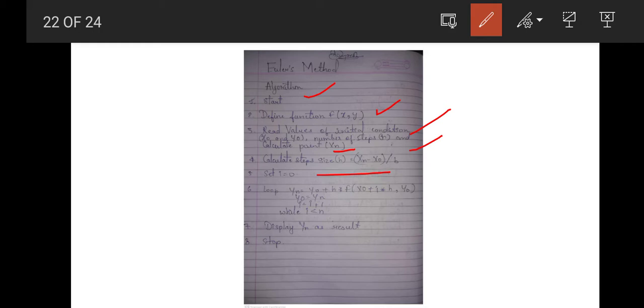Then we have to calculate the step size by the formula h equals (xn minus x0) by n. Then in step 5 we set i equals 0. Then in step 6 we have a loop which will find yn for the corresponding xn with the help of this formula. Then we set y0 as yn and increase i by 1. This keeps working until i becomes greater than n. Then we display the last calculated value yn as the result and stop our program. So this is the algorithm for Euler's method.